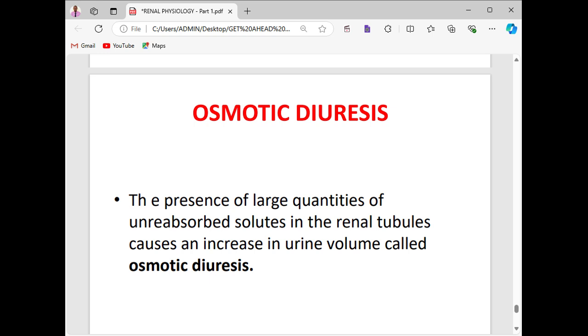When it comes to osmotic diuresis, there are some characteristics which include polyuria, which is just excessive urine production. It is also characterized by polydipsia, which is just excessive thirst, and dilute urine. Okay, electrolyte imbalances, for example hypokalemia, as well as dehydration, because water is not reabsorbed.